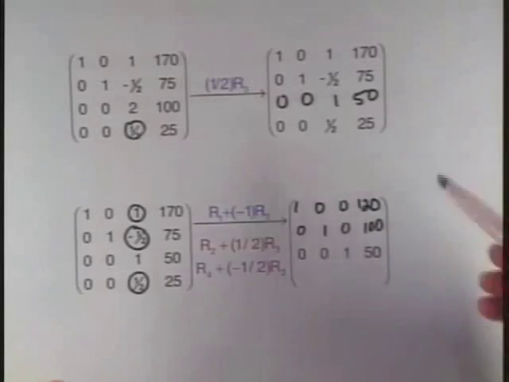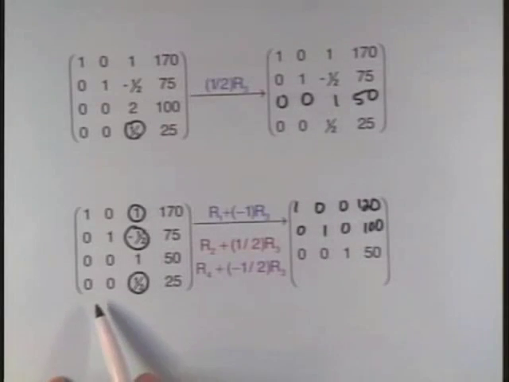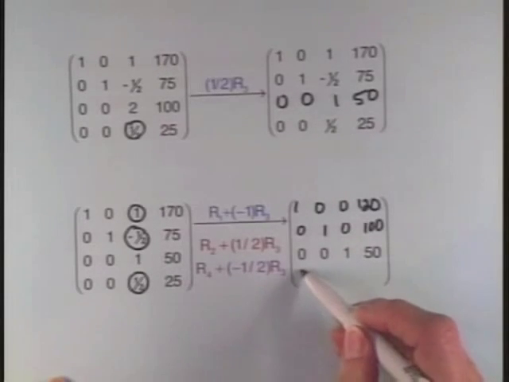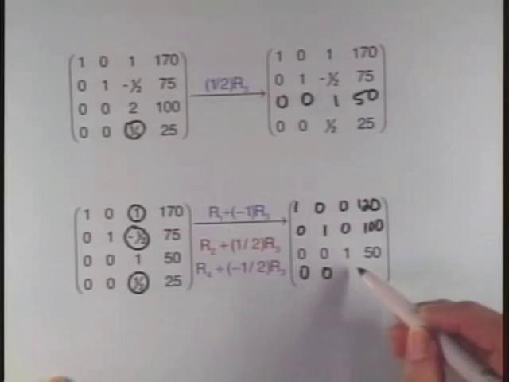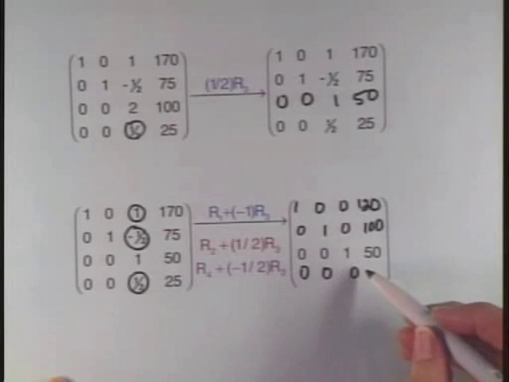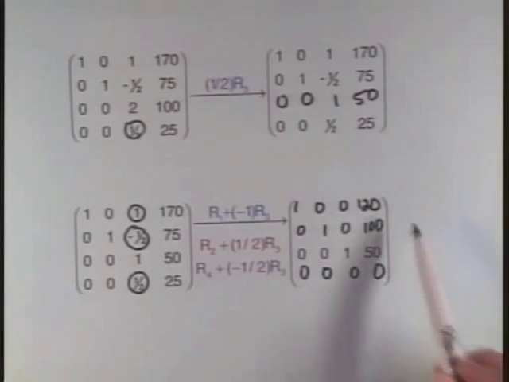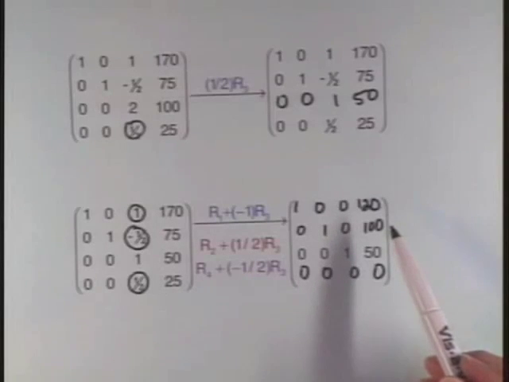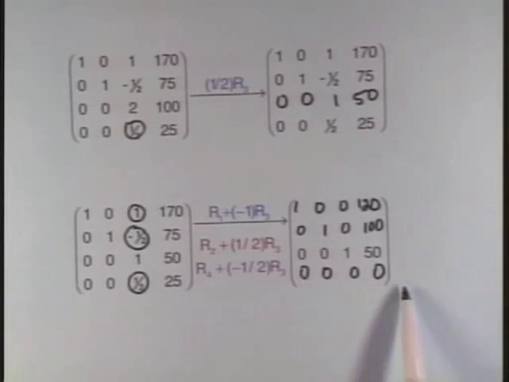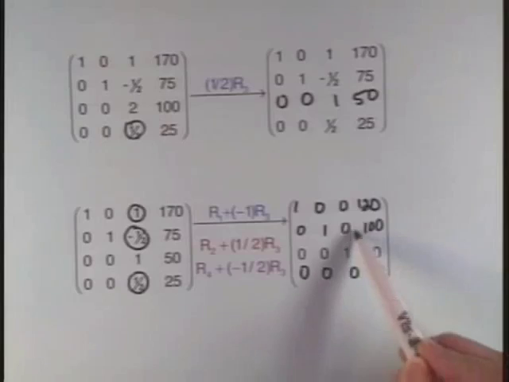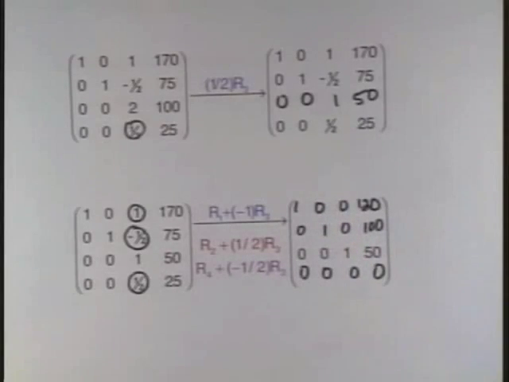For the 1/2 in the fourth row, we'll take row 4 plus negative 1/2 times row 3, gives us 0, 0, 0, 0. Now, look carefully at the final matrix in reduced echelon form. Above the all 0 row, there is a 3 by 3 identity matrix.